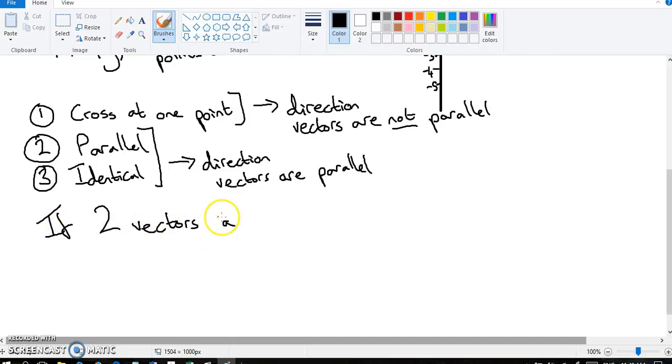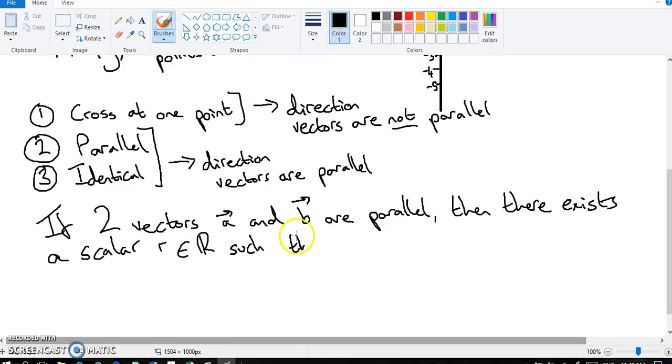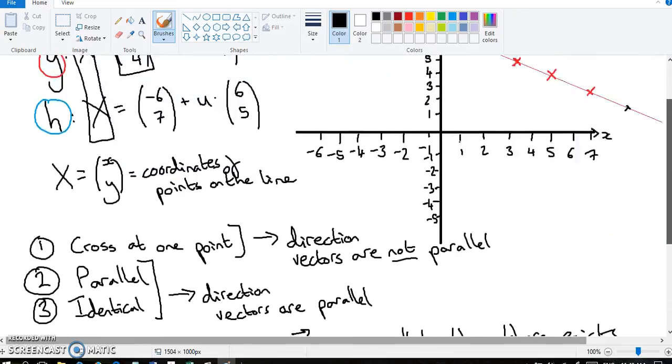so if 2 vectors A and B are parallel, then there exists a scalar r, I hope you're almost chanting this sentence along with me, in the real numbers, such that A is equal to r times B. And so we need to have a look and see if there's a number by which we can multiply one of these vectors to give us the other one.